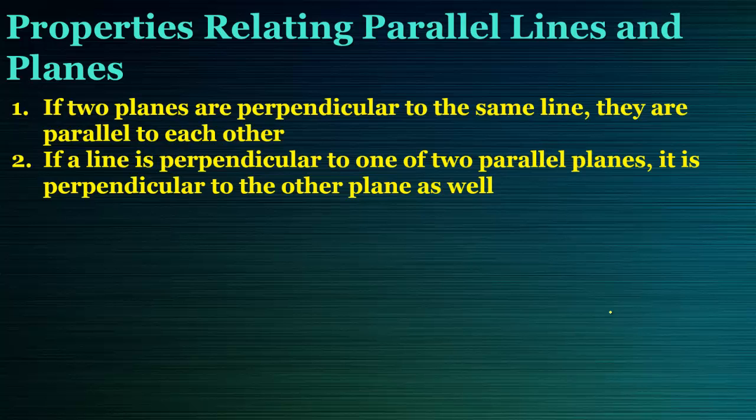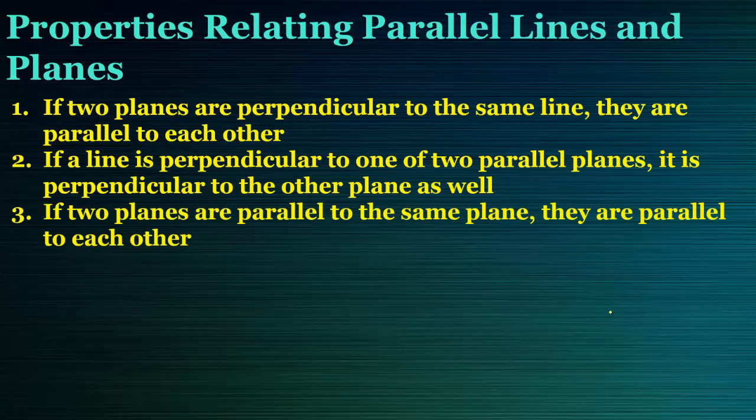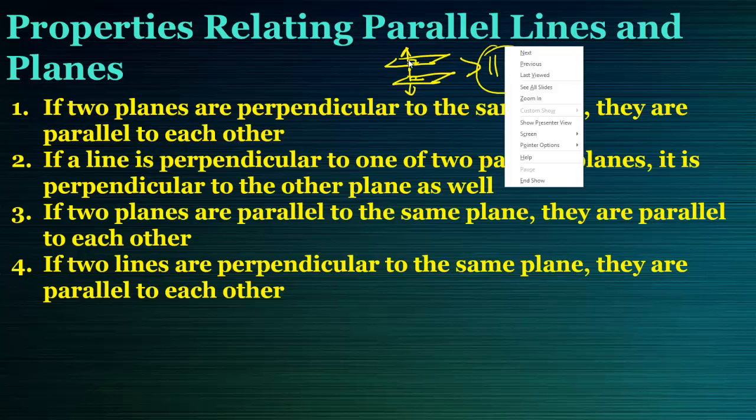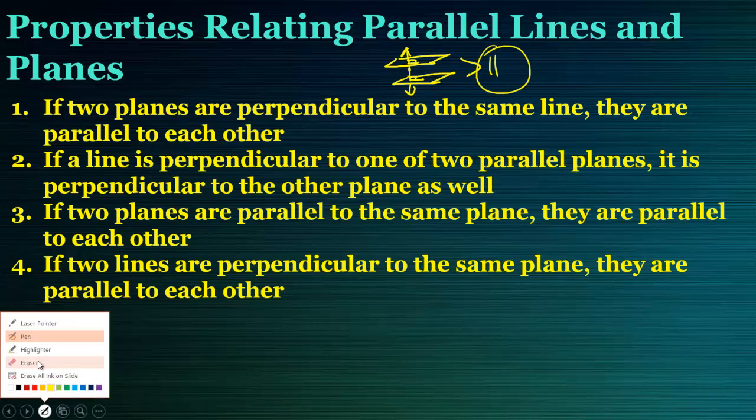If a line is perpendicular to one of two parallel planes, it is perpendicular to the other plane as well. If two planes are parallel to the same plane, they are parallel to each other. Makes sense, right? If two lines are perpendicular to the same plane, they are parallel to each other. So basically, let's go through a couple of these before I move on. So if two planes are perpendicular to the same line, let's say we had a line here and two planes, and this line went through both of them and created a right angle with both of them. That would mean that these two planes would be parallel. That's the symbol for parallel right there. Okay? So there's an example of that one.